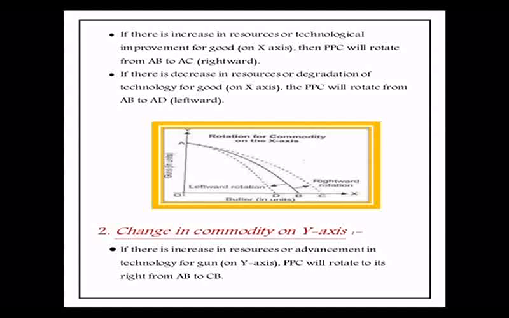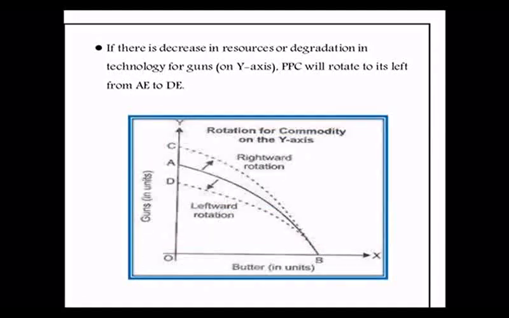Similarly, change in commodity on y-axis. A technological improvement or an increase in resources for production of commodity y on y-axis, PPC will rotate from AB to CB, rightward rotation.